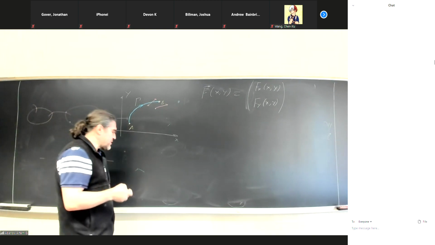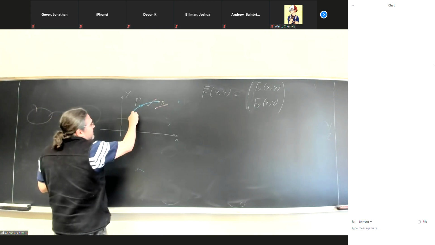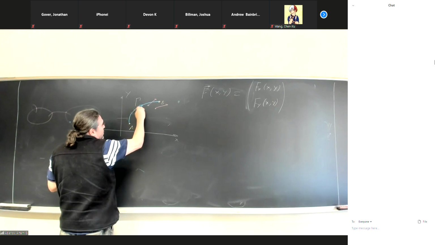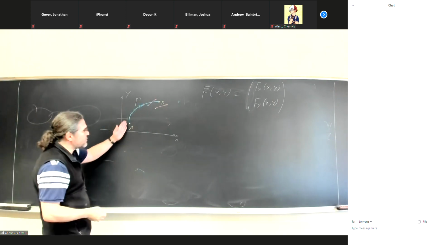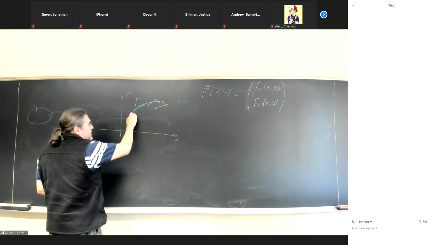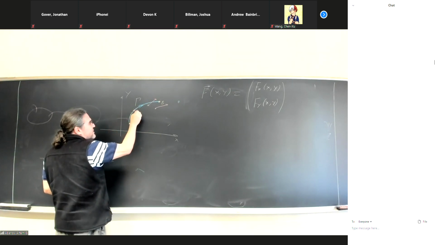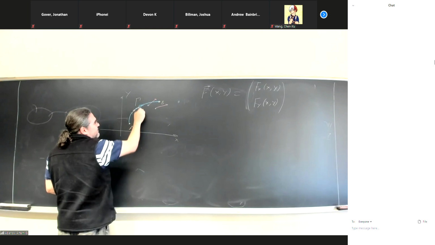Now, what I want to do is the following. I want to take this path. I want to split it into very small displacements. Instead of going through the path like that, I say that I go along this displacement first, then I go along this displacement, and so forth.